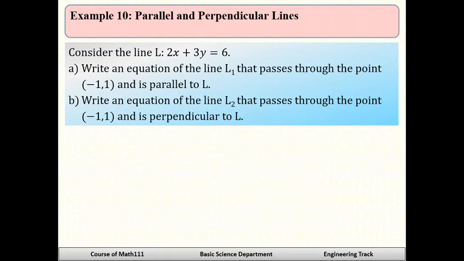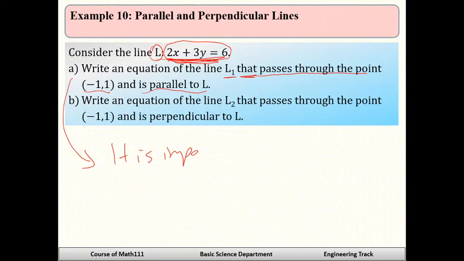Now let's look at this question here. Let's consider the line L: 2x plus 3y equal to 6. So this line has this equation. It says write an equation of line L1. We don't know L1 yet, but it's explained as the line that passes through the point -1, 1 and is parallel to L. In this type of question, it is important to visualize the situation.